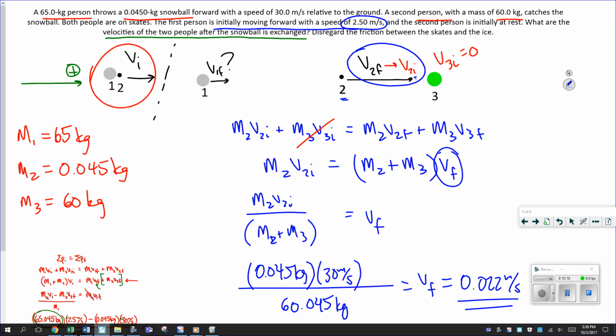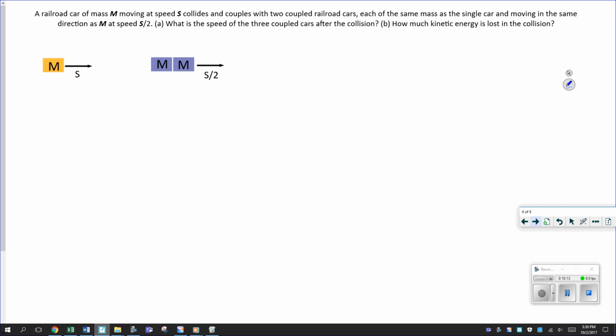Okay, here is a different kind of question. I wish that I had changed this a little bit to make the velocity of the combined thing go that way, because I really should show you one with different directions, but here we are. We have a railroad car with that mass and that speed, which collides and couples with two other coupled railroad cars, each with the same mass, moving in the same direction at half that other one's speed. What's the speed of the three of them afterwards? Not too bad. And how much kinetic energy is lost? A little bit harder. So let's just jump right into the general solution.